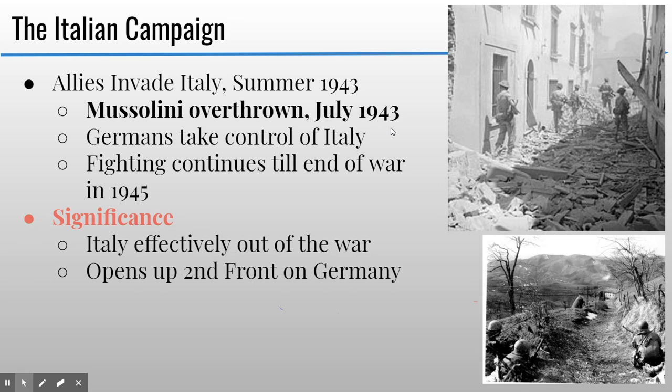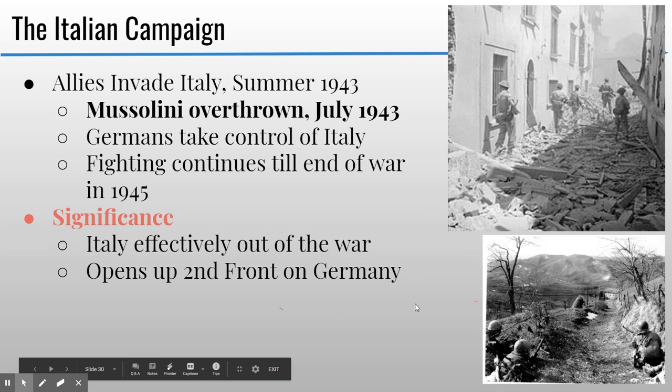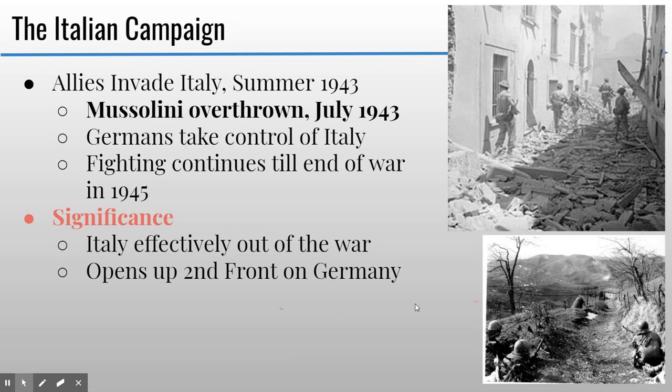The Italians try to switch sides, but then the Germans take control of Italy. The Germans actually invade Italy from the north. They set up Mussolini as like a puppet ruler in northern Italy to continue the fight, while the Allies control southern Italy. Fighting is going to continue all the way till the end of the war in 1945. So the Allies never officially push the Germans totally out of Italy. The reason for this is, if you look in this bottom picture, Italy's super mountainous, so the Germans are easily able to defend it, so the fighting just continues throughout the war.